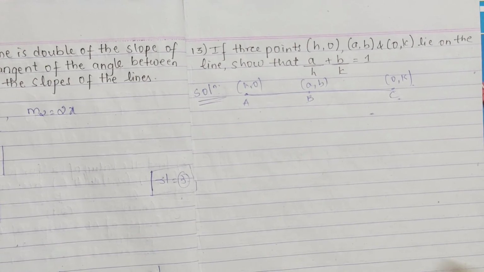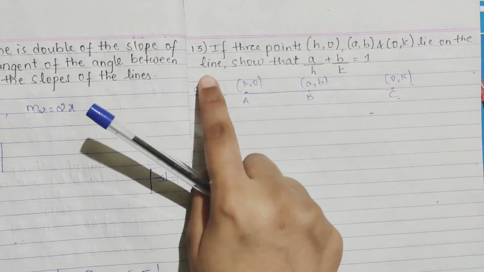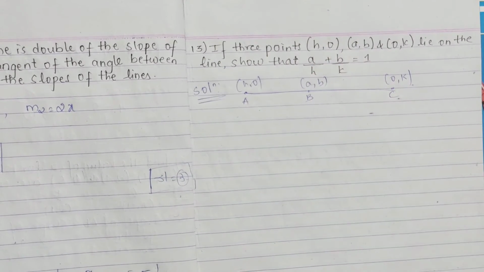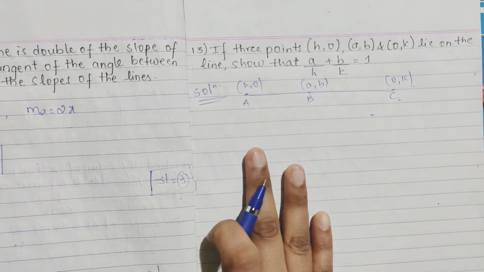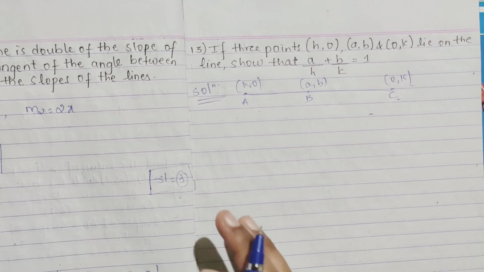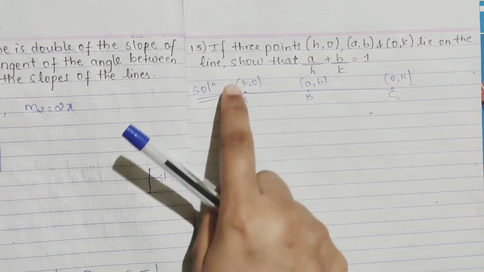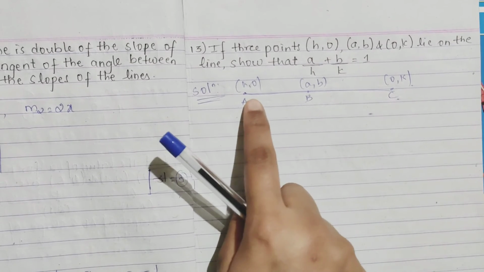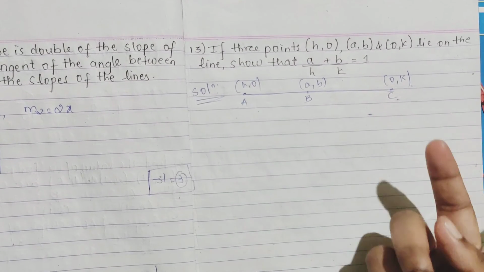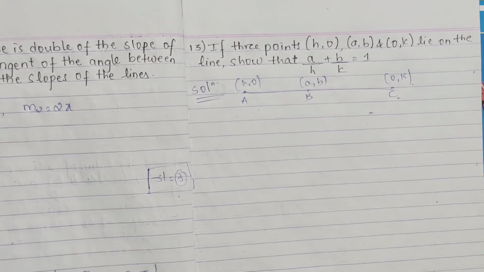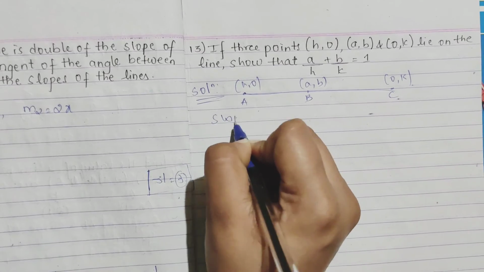13th question: if the 3 points (h, 0), (a, b), (0, k) lie on the line, show that a by h plus b by k equal to 1. See, they have just twisted the sentences, but it is the same question which we have done already. Your 8th was the same pattern. 3 points lie on the line means obviously they are collinear, right? So (h, 0), (a, b), (0, k). When they are collinear, the slope of AB will be equal to the slope of BC, right?